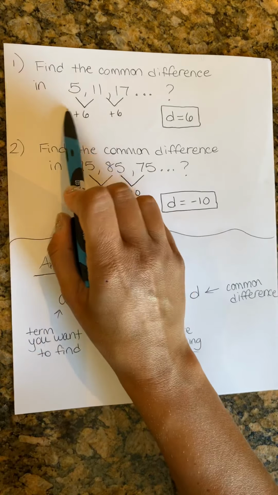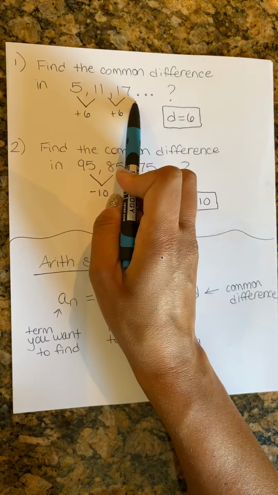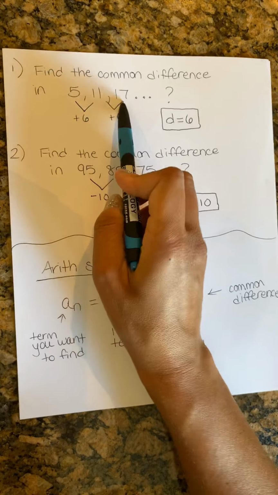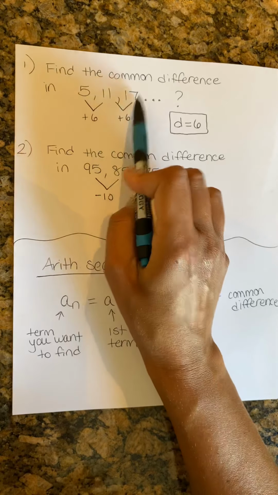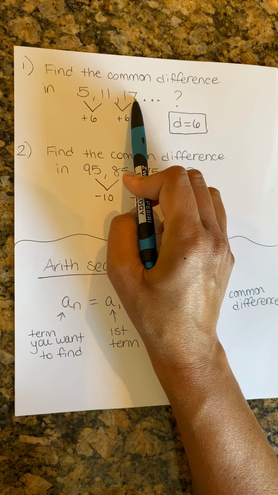Now, sometimes I give you a sequence of numbers, right? So these are 5, 11, 17. This is the first term. This is the second term. This is the third term. And I want you to find the 20th term.